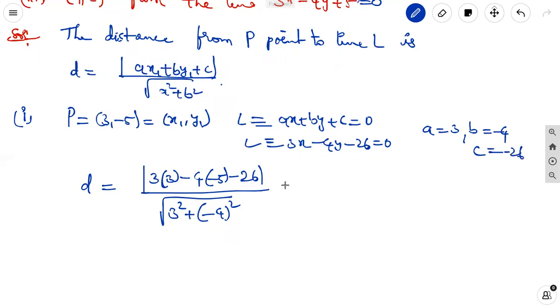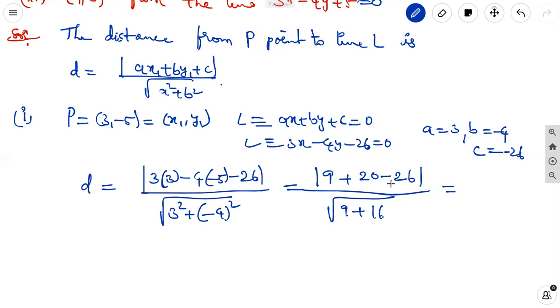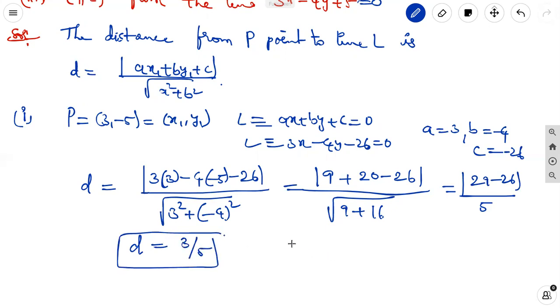So it is equal to modulus of 3 3s are 9, minus into minus plus 5 4s are 20, minus 26, by under root of 3 3s are 9 plus 4 4s are 16. The negative also becomes positive. That is equal to 29 minus 26 by root 25, which becomes 5. So D is equal to 3 by 5, which is the distance from the point to the line.